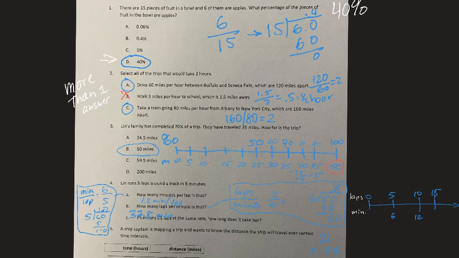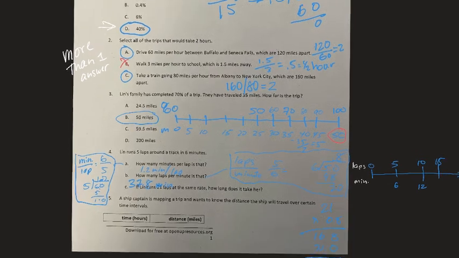Letter C, take a train going 80 miles per hour from Albany to New York City, which are 160 miles apart. So I am dividing 160 by 80 because I'm going 160 miles at 80 miles per hour. And that's going to take me 2 hours because 80 goes into 160 2 times. So that is another correct answer. So we have 2 correct answers to that question.